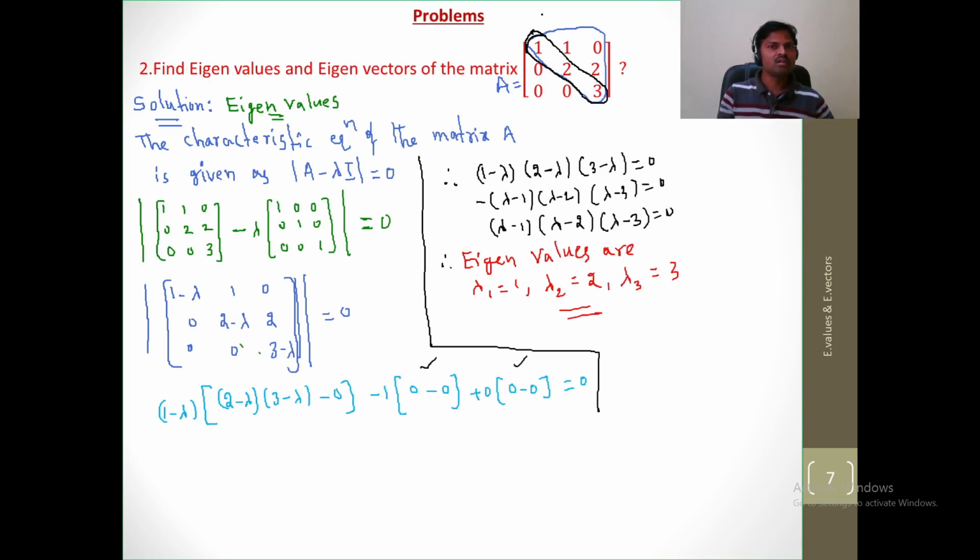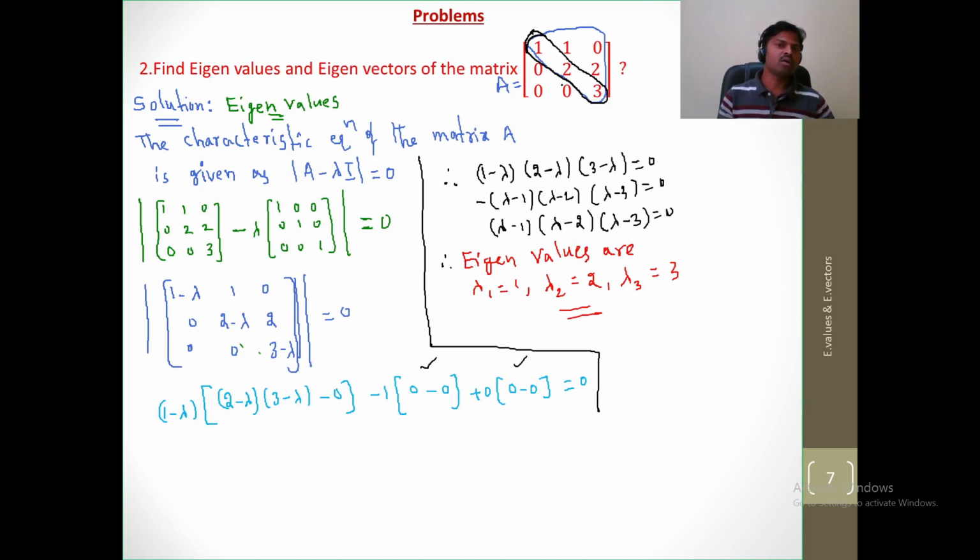Why? Because it is an upper triangular matrix. So because of these two entries, the last two expansions become 0. That's why we only get the product of 1 minus lambda, 2 minus lambda, 3 minus lambda. Indirectly, it is the product of the diagonal entries only. Those are nothing but the diagonal entries, which are the eigenvalues.